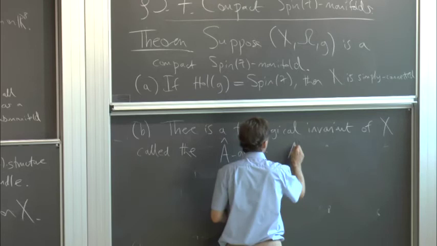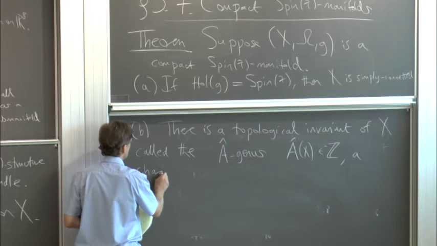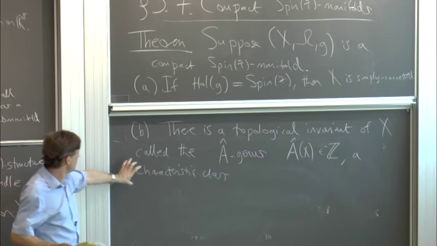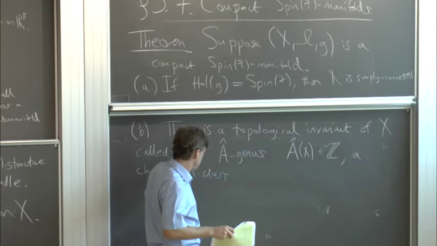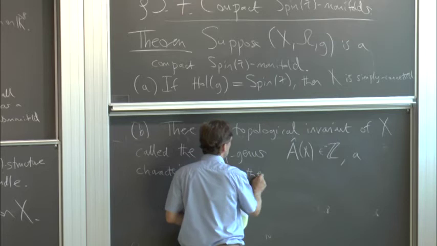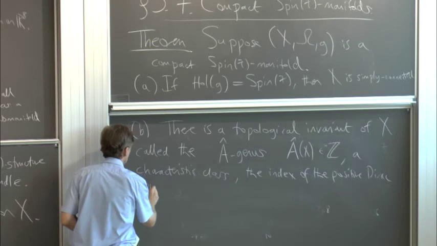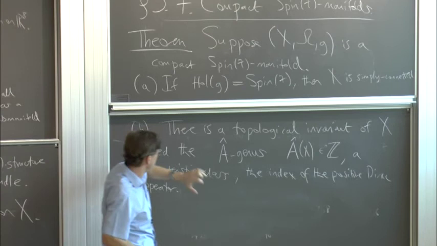It lies in the integers, and it's a characteristic class. So characteristic classes are some kind of cohomology valued invariants. In this case, it's taking values in the zeroth cohomology, which is the integers. And it is the index of the positive Dirac operator. Okay, so this is good for any compact oriented spin manifold. This topological invariant A-hat of X is defined, it's an integer.